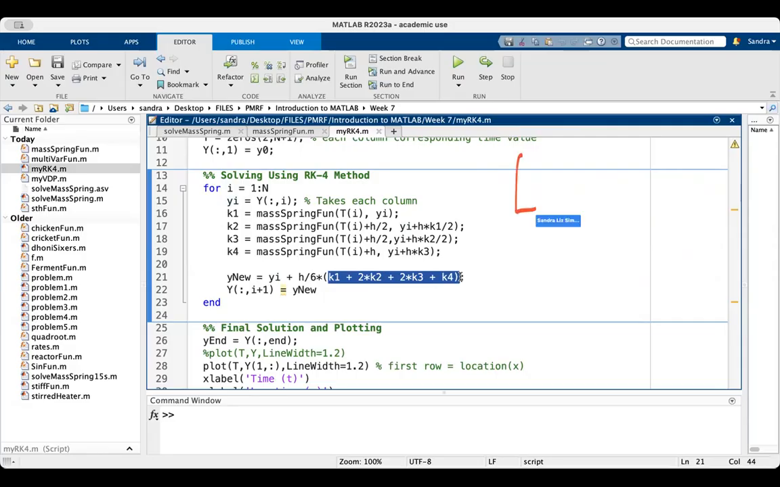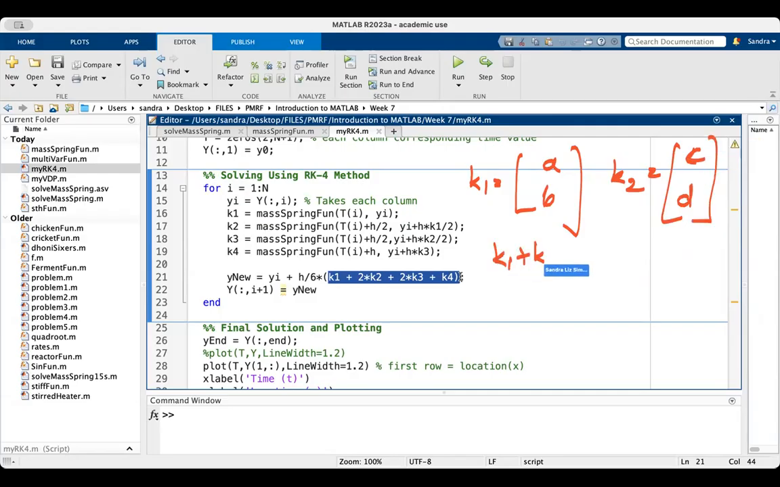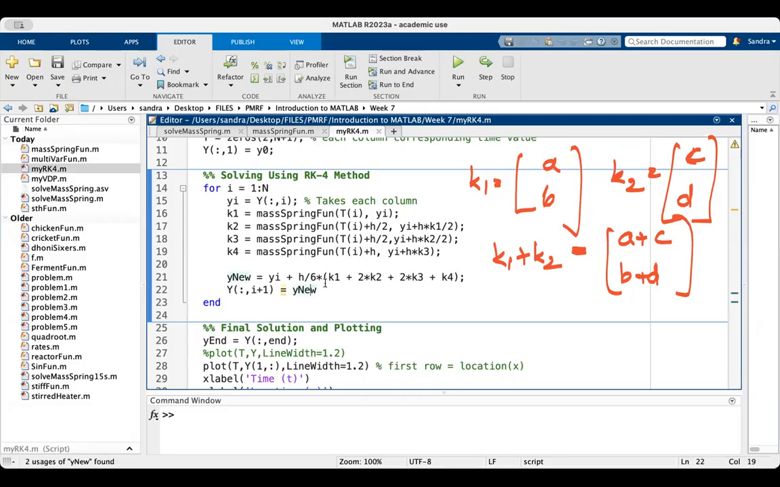So you have K1 here as a column vector, for example A, B. K2 is a column vector C, D. When you do K1 plus K2, you will get A plus C and B plus D. So the corresponding rows get added up. You don't have to worry about it. So this is the formula h by 6 times (k1 plus 2 k2 plus 2 k3 plus k4). This is the formula for the RK4 method, plus yi, and you get the new y.